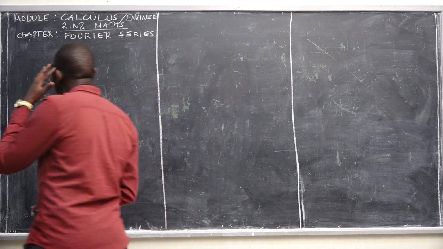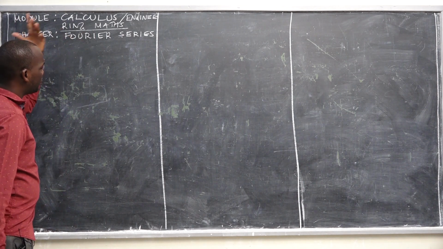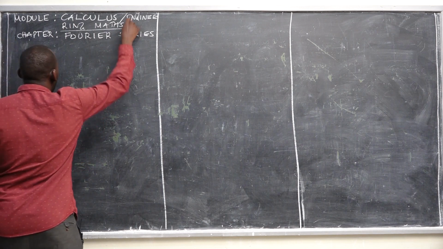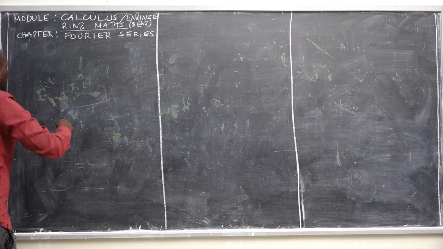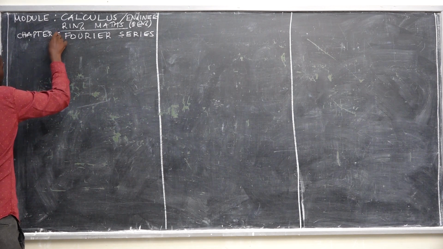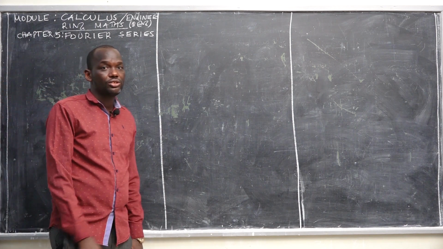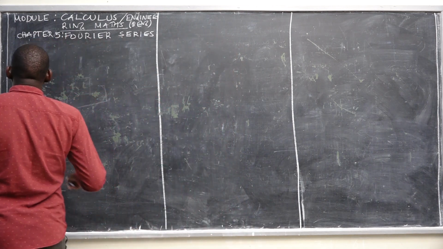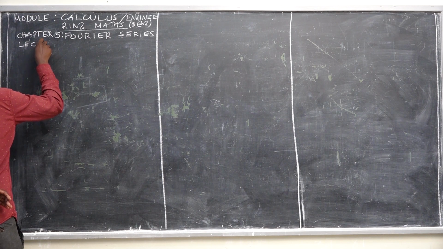So this is the module of calculus or engineering mathematics, for the bachelor or undergraduate level. The topic is chapter 5, the Fourier series. Today we are in lecture 8.